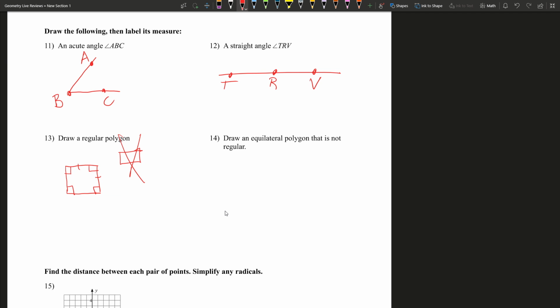Number 14, draw an equilateral polygon that is not regular. An equilateral polygon is a polygon whose sides are all congruent. But we don't want it to be regular, so it can't be equiangular. So it cannot be a square. A parallelogram is a perfect example of it, where each of these sides are congruent, but not all of the angles are congruent, which makes it equilateral and not regular.